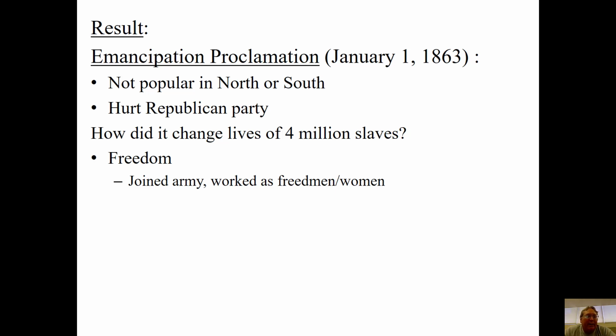In the end, it's not particularly popular with Northerners or Southerners. A lot of Northerners didn't like the idea of making slavery a part of the war, right? They wanted to just focus on the national aspect of just holding the country together. The Republican Party is going to get a little hurt by this. A lot of people say, I'm not going to vote for Republicans anymore because they've been Democrats, right? And they were just sided with the Republicans because the Republicans were trying to hold the country together. In the end, though, it is a big moment.